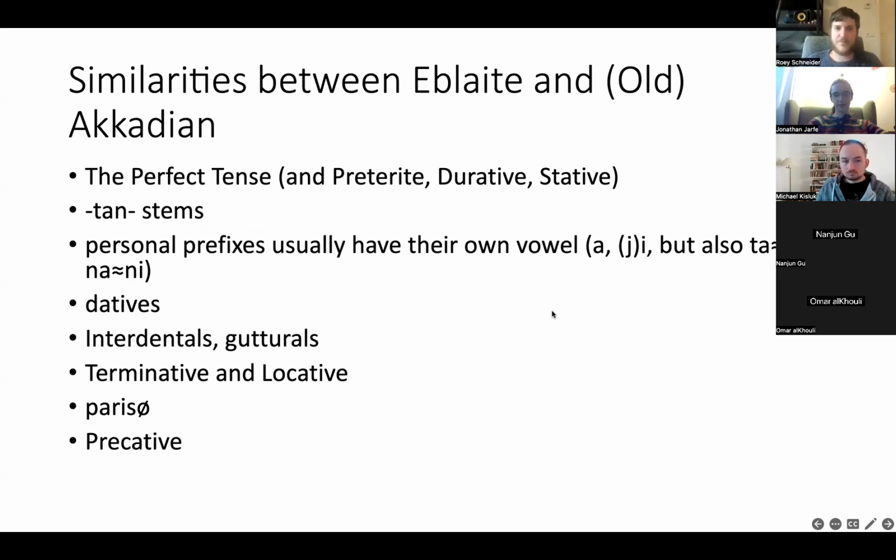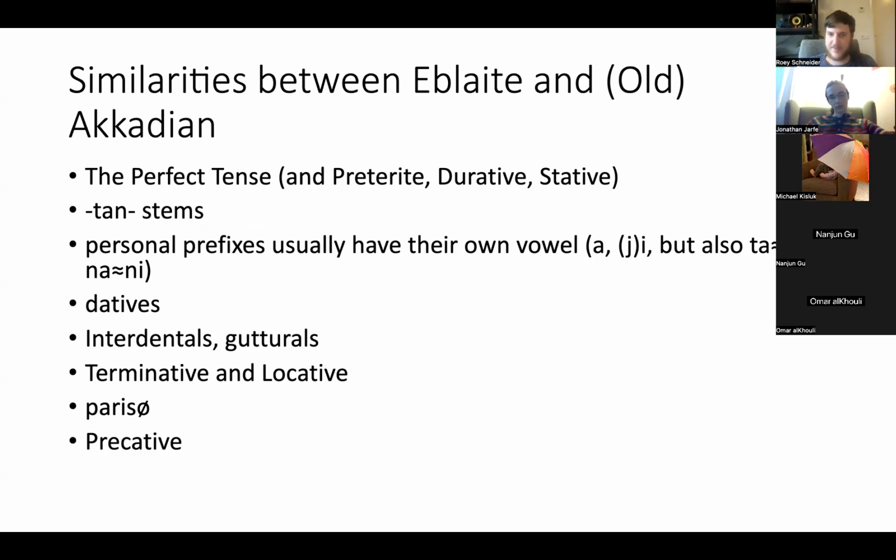But yeah, so some of those similarities between Eblaite and Akkadian, especially Old Akkadian. So, for example, first of all, the perfect tense, which does not exist anywhere else in Semitic, but also the distinction between preterite, durative, stative, which doesn't exist either anywhere in Semitic. So the whole verbal system is pretty much the same as it is in Akkadian.